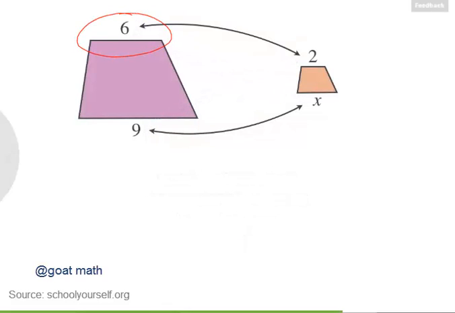Exactly. This side of length 6 corresponds to this side of length 2, and this side of length 9 corresponds to this side of length x. The next step is to set up ratios.